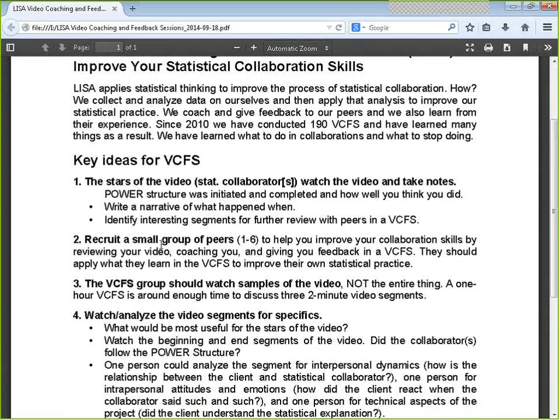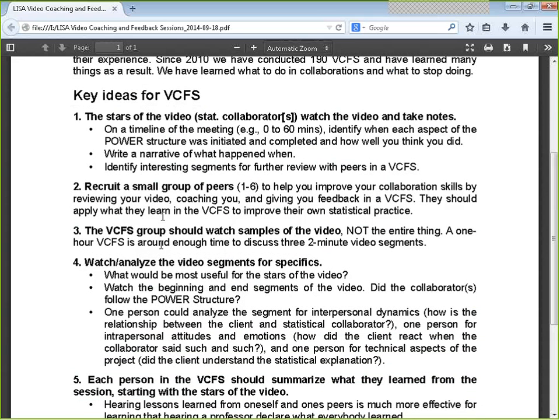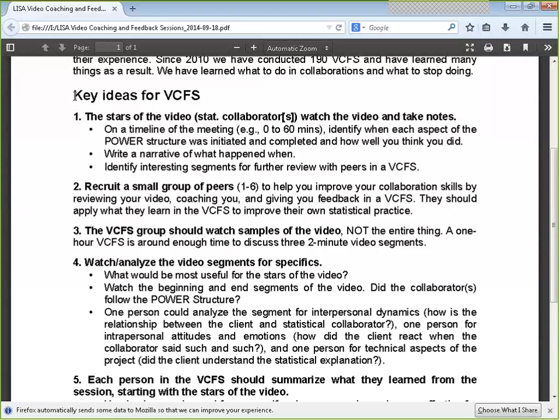But our findings, I'm not going to get into our findings, but I will talk about 5 key ideas for video coaching and feedback sessions. You could do this in a group, in a classroom. You could do this at home. You could share. You could synchronously watch a video online of a teammate's meeting, and then have your comments even online. You could have a video coaching and feedback session online of a video-recorded Google Hangout or Skype meeting with a client. So this could all be done online.